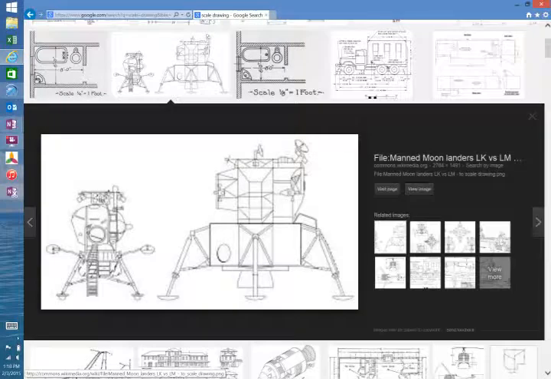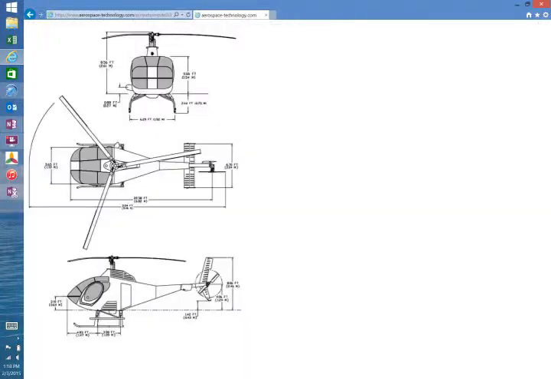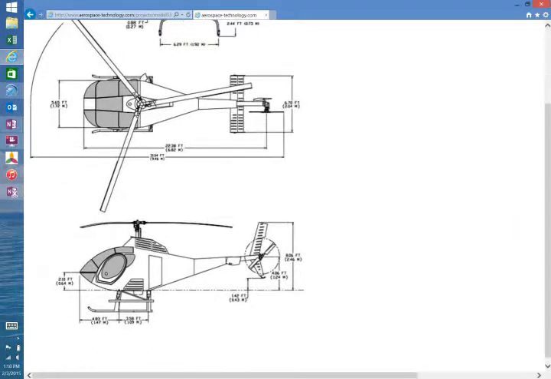Okay, these are all scale drawings, obviously, of different types of things. That looks like the moon lunar ship that they landed on Mars. Okay, you have all different types of things here. Helicopter. Okay, if you go there, you can see how they're giving you the different measurements on the helicopter. Obviously, that's not the size of a regular helicopter, because a regular helicopter would not take up the screen.